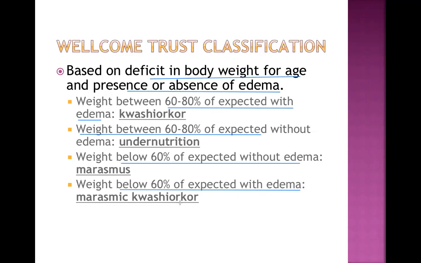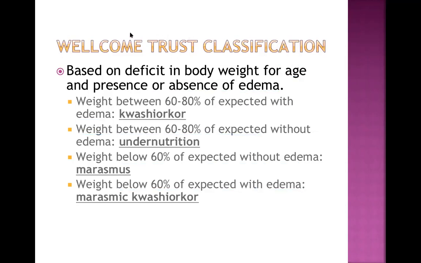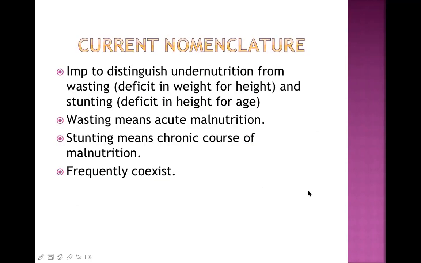Okay, marasmic kwashiorkor. So kwashiorkor is 60 to 80% of the weight for age with edema. Without edema, if it falls between 60 to 80%, undernutrition. Below 60% of expected without edema, marasmus, and less than 60% with edema, marasmic kwashiorkor. Please revise this until you are quite sure about it. Okay, let's move on now.